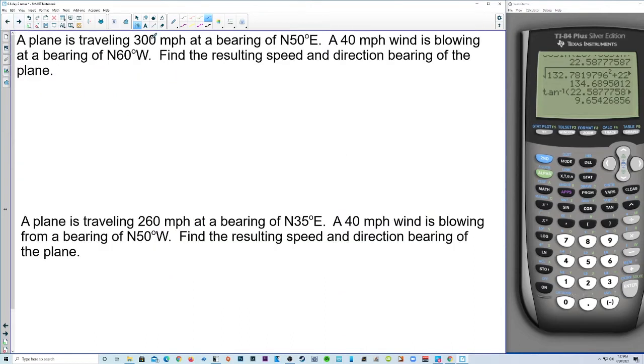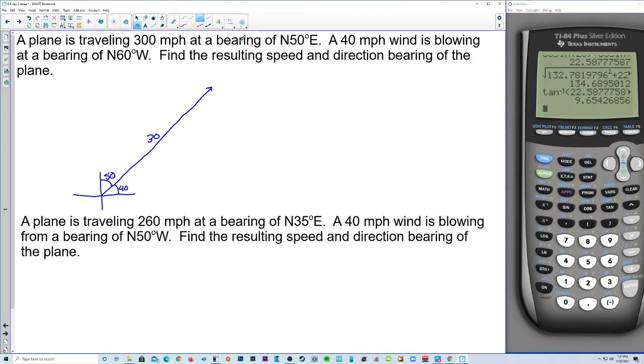A plane is traveling 300 miles per hour at a bearing of north 50 degrees east. So this plane is going northeast. And so we have 50 degrees like this. And we're going to make this 300 miles per hour. So this is 300. But we really want, this is the 50 right here. Here's the 50. But we want the unit circle measurement. So what we really want is 40.